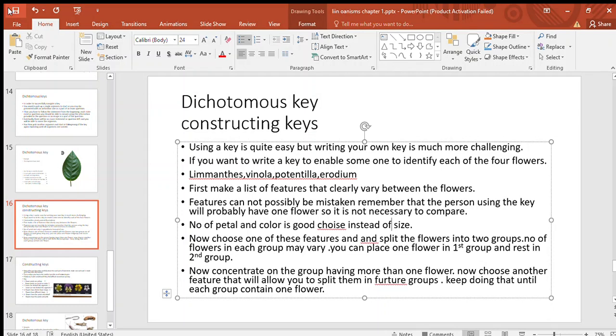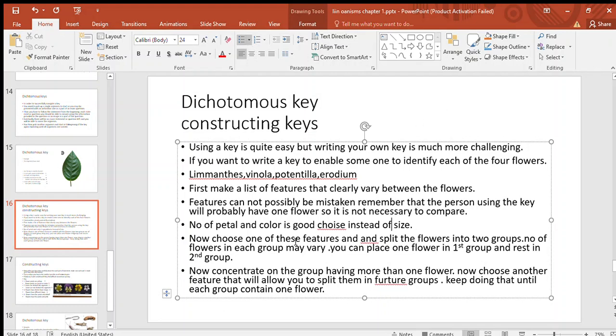Because the number of petals and color is the same for one flower, but size may be different. Flowers of the same plant have different sizes, and the size of the flowers which a person uses and your flower size may be different. So number of petals and color is the good choice instead of size.